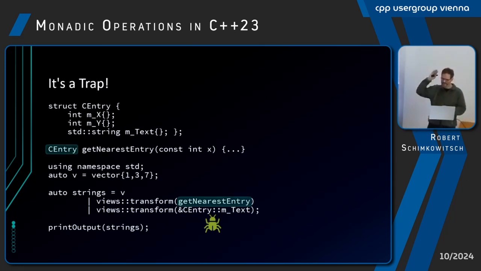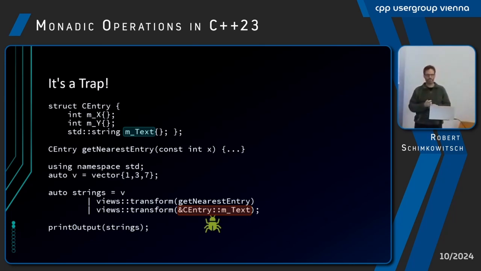Why? So we have a sequence, a pipeline with two steps. In the first step, we call get nearest entry, which is just a function that returns a struct by value. And then we just want the text, so we just point to the member. And this gives us a reference to the member. But the C entry we got in the first stage of the pipeline is a temporary. It goes away, and we are sitting there with a dangling reference that points to nothing.